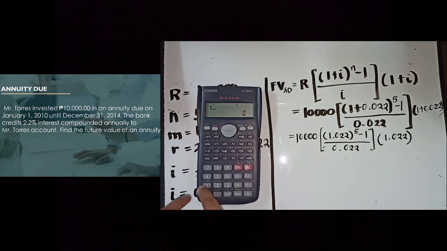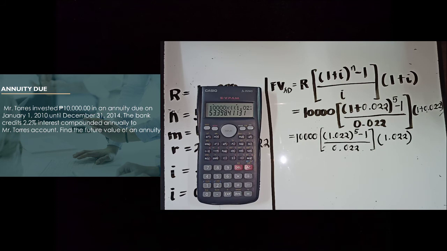Okay, so 10,000 pesos multiply by, parenthesis tayo ulit, dalawang parenthesis para dito and para sa numerator. So, 1.022, then raised to 5, the exponent is 5, minus 1, close parenthesis, over 0.022. Close parenthesis tayo ulit para dito. Okay, then multiply by, so times 1.022.